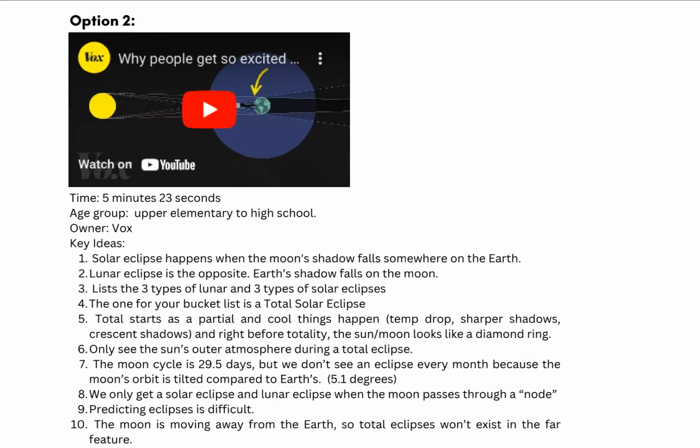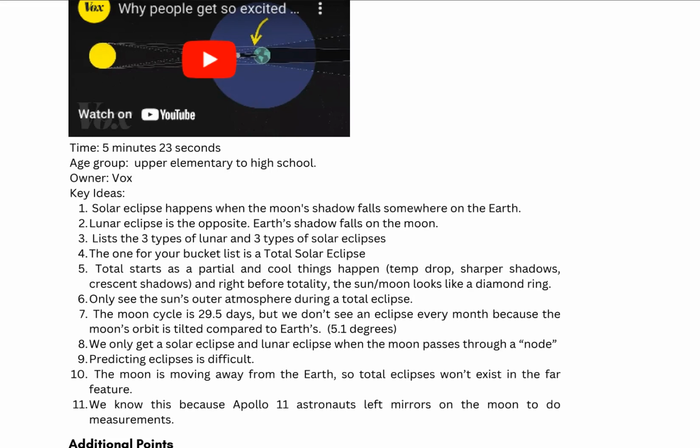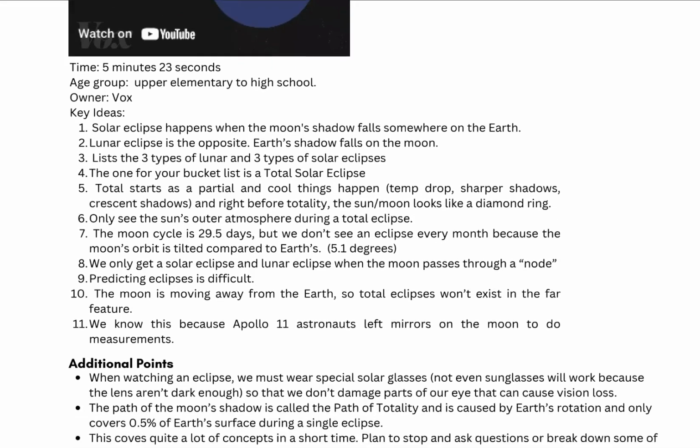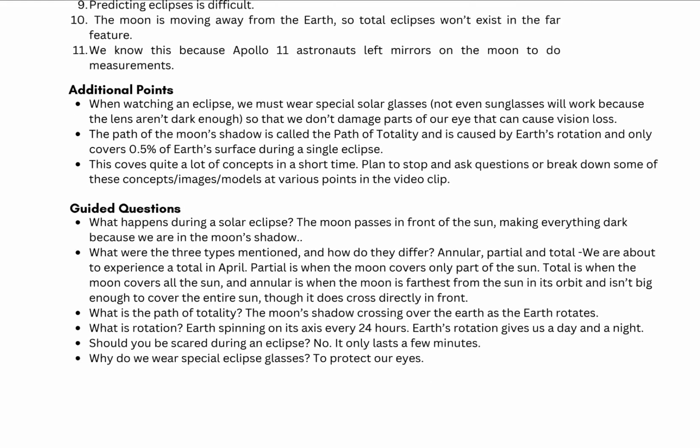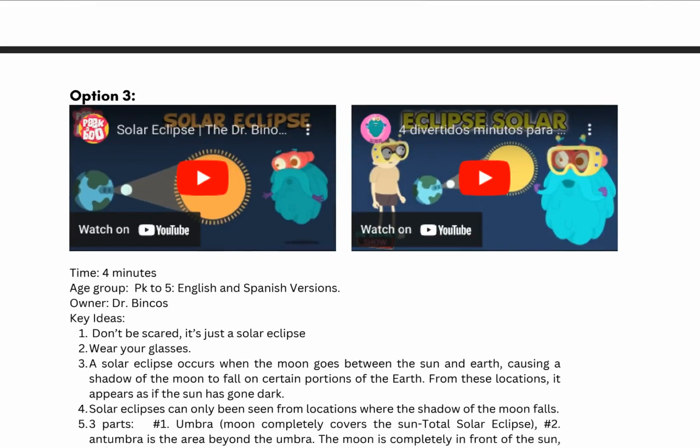Option 2 is a video by Vox. It's about 5.5 minutes in length, and it's geared toward our upper elementary and high school students. So we're really looking at maybe 2nd grade, but for sure 3rd grade on. There are 11 key ideas for this video. And again, your additional points and guided questions to address during and after the video itself.